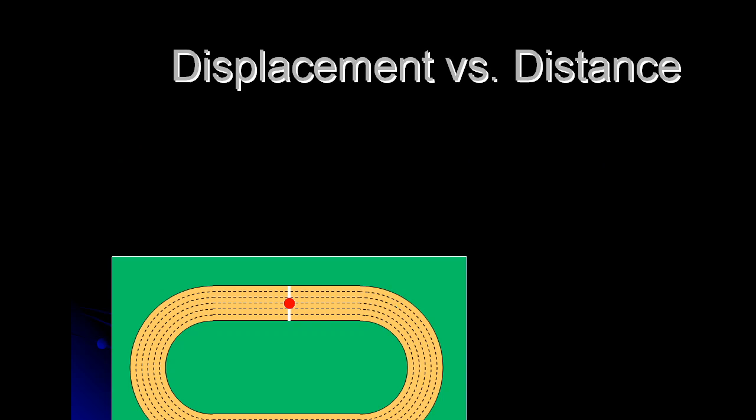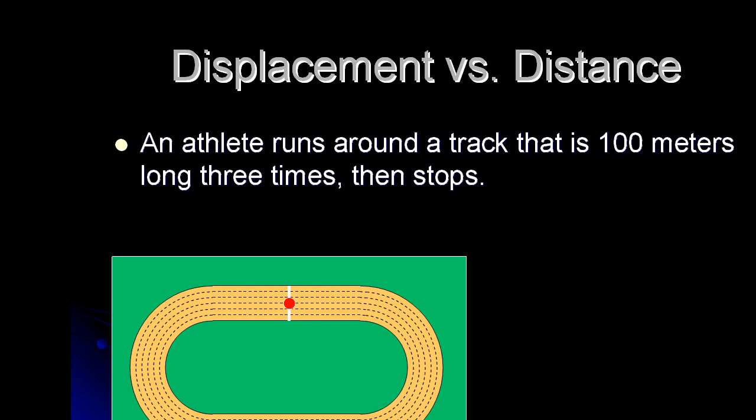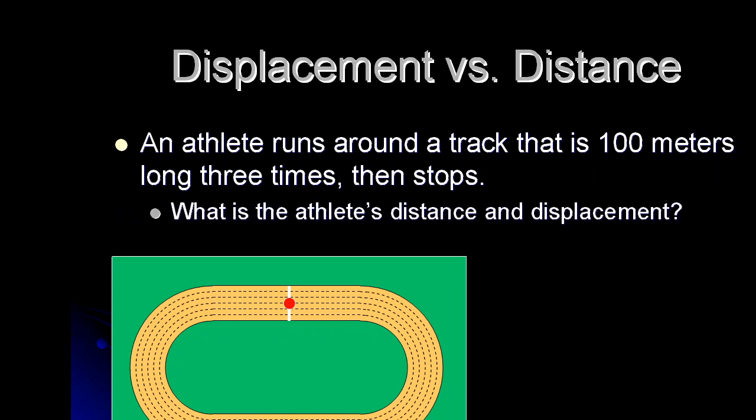Alright, now let's look at a runner on a track. An athlete runs around a track, it's 100 meters, an indoor track. He runs around 3 times and then stops. We're going to ask what is his distance and his displacement.